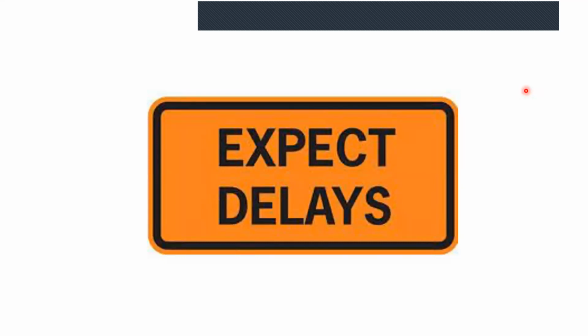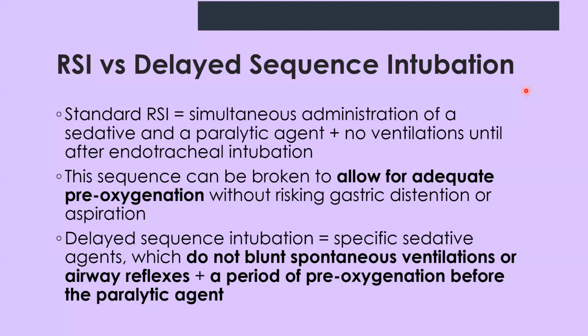So this is where we expect to do a delayed sequence intubation. So RSI versus delayed sequence intubation. So standard RSI tadi, as I mentioned, is a simultaneous administration of sedative and paralytic agent with no ventilation until we intubate. So we can break this sequence to allow adequate pre-oxygenation without risking gastric distension or aspiration. So delayed sequence intubation is we give a specific sedative agent which does not blunt spontaneous ventilation or airway reflexes, with a period of pre-oxygenation before we give a paralytic agent.